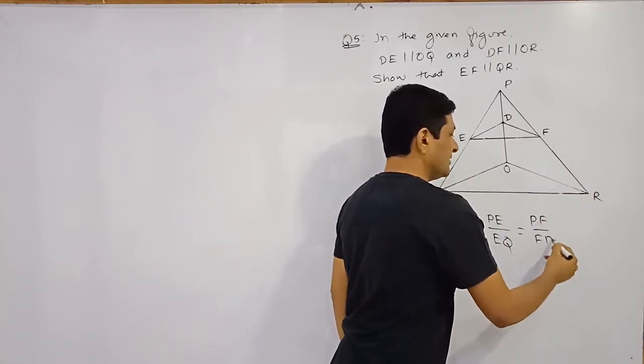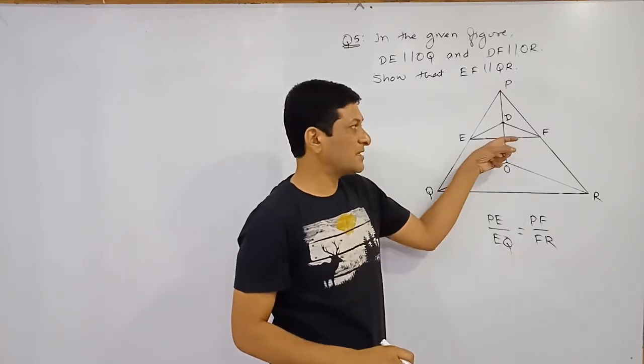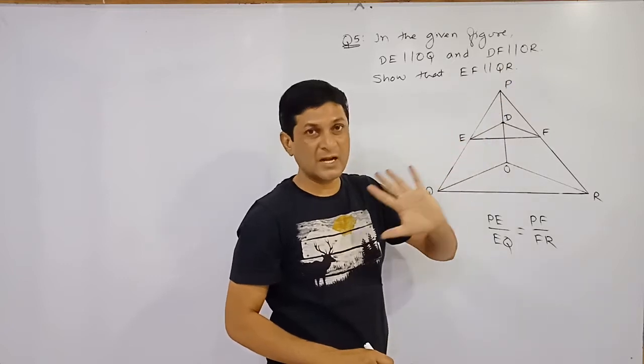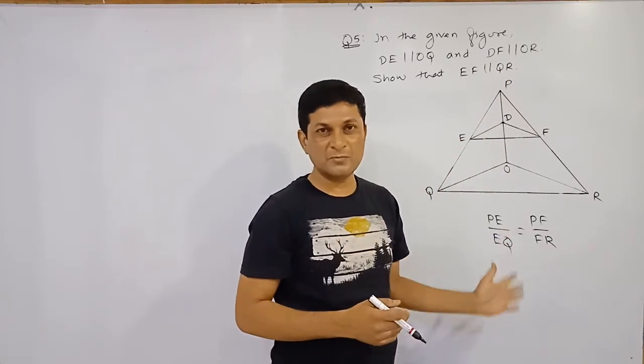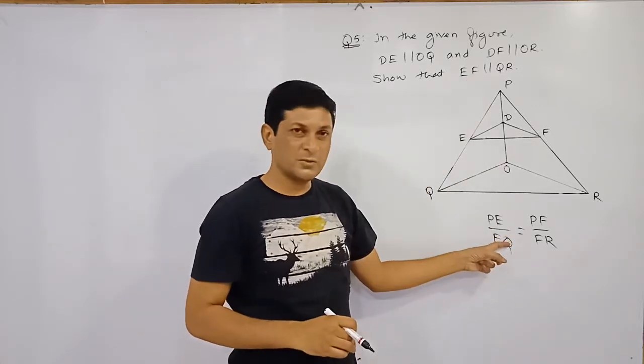If we are able to show that these two ratios are equal, at that time we can say that EF is parallel to QR, that is our required result using the converse of BPT. I am just giving hints here since the example is very easy. So now to get our required result, we have to prove this result.